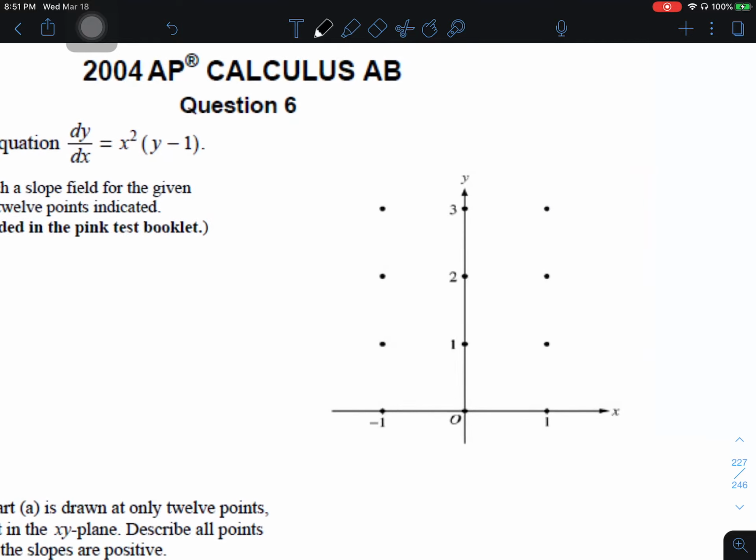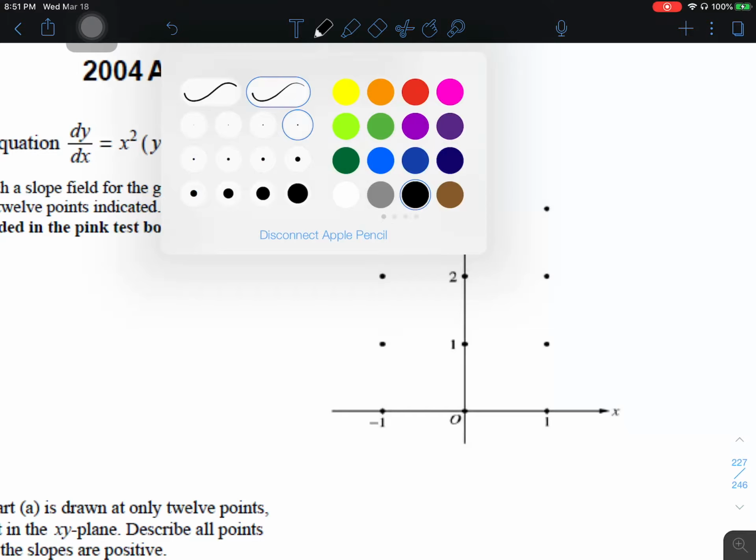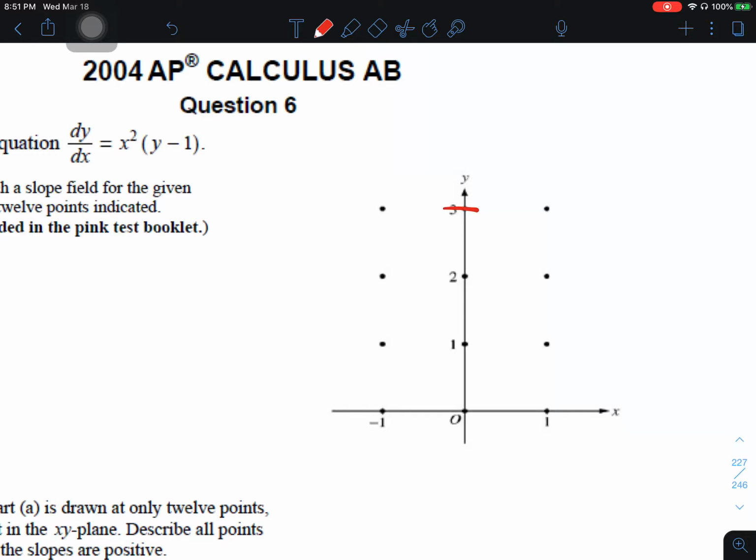Well, let's get the ones that are going to equal 0 out of the way, because you generally get 1 point on the free response just for getting those right. If x is 0, doesn't matter what y is, 0 times anything is 0. X is 0 on the y-axis. So slope is 0, slope is 0, slope is 0, slope is 0.